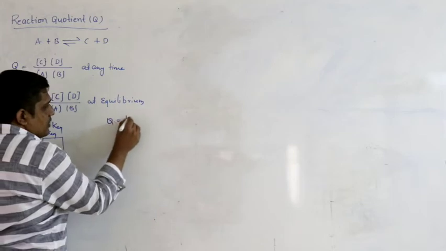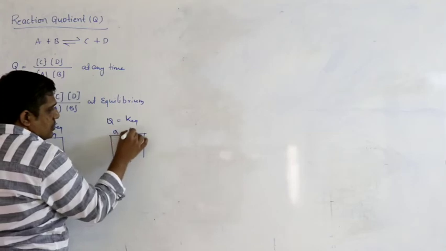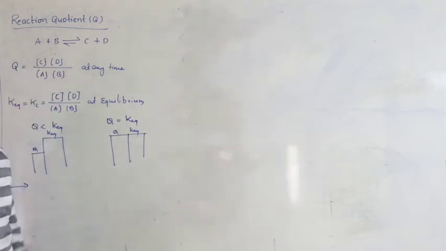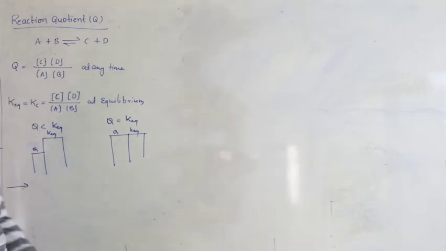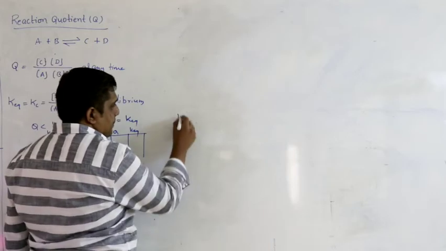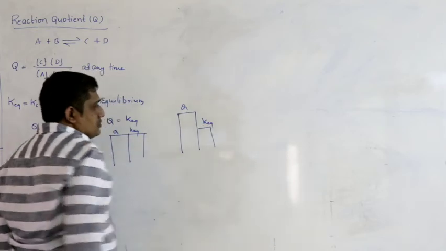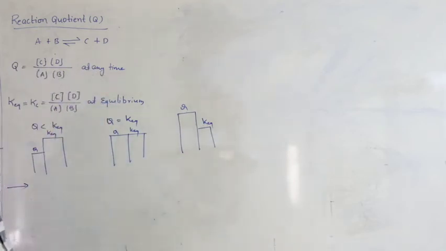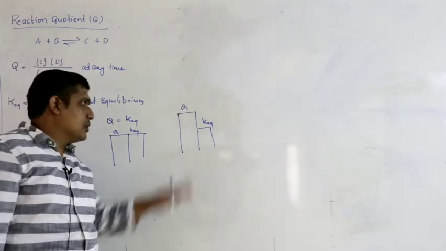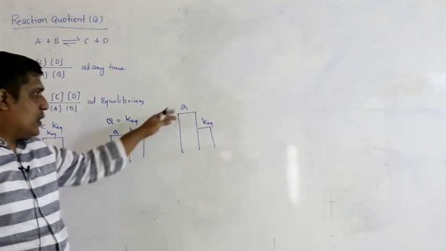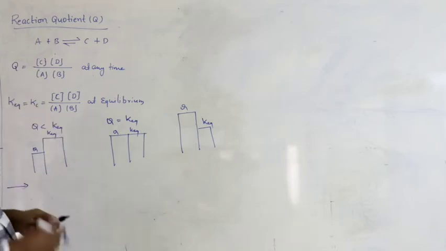Suppose Q equals the equilibrium constant. That means the reaction quotient is equal to the equilibrium constant, which means the reaction has attained equilibrium. The other possibility is Q value greater than K. So the reaction has crossed the equilibrium stage. To come back to equilibrium, the Q value has to decrease. This is possible if the reaction moves in the backward direction.